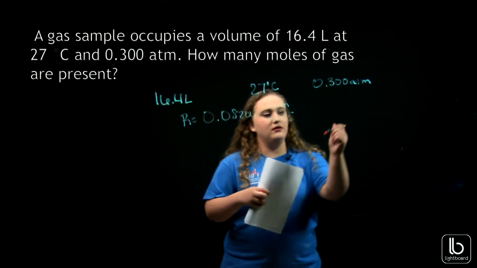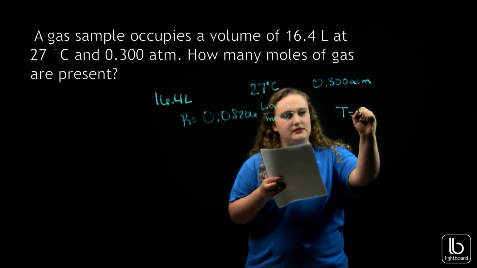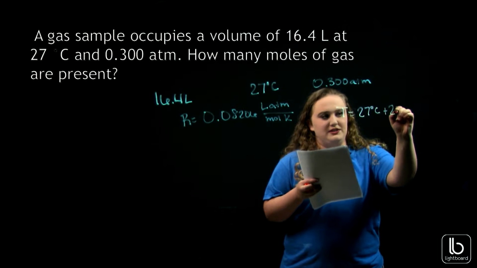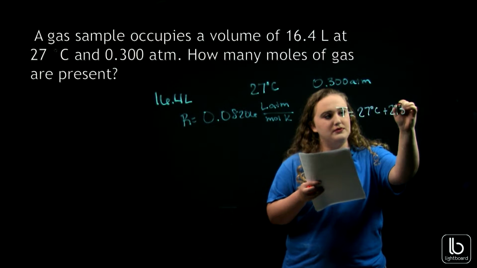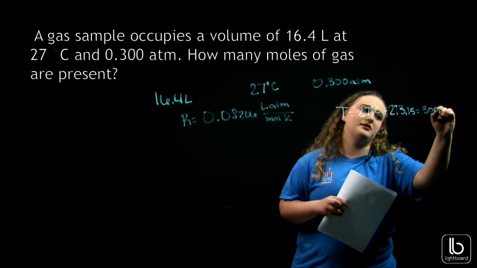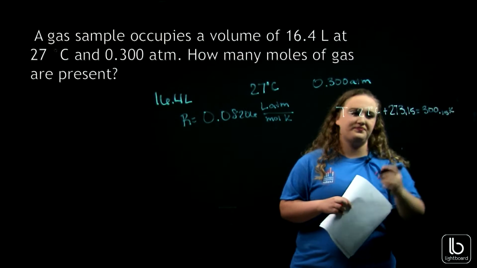So to do that, our temperature is equal to 27 degrees Celsius. To change to Kelvin, I'm going to add 273.15. And I'm going to get 300.15 Kelvin.